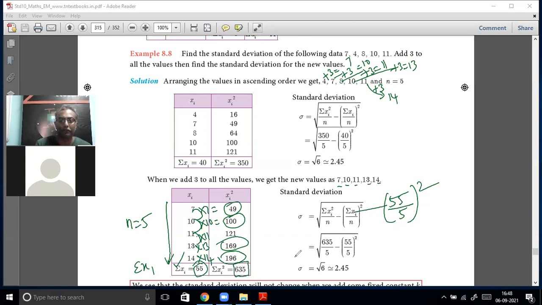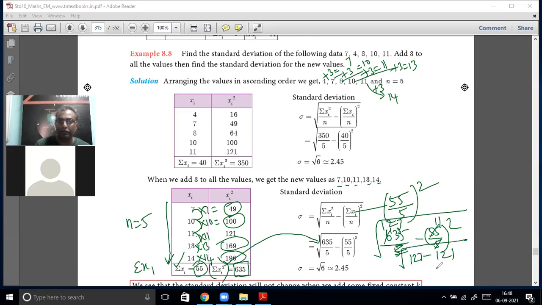Okay, so this is sigma xi squared. This will come here: root of 635 by n, which is 5, minus 55 by 5 the whole squared. Divide by 5, it will go once, remainder 13, it will go 2 times, 35, 127, it will go 127. 55 by 5 will be 11. 11 squared is 121. So 127 minus 121 is equal to root of 6. That is equal to 2.45.